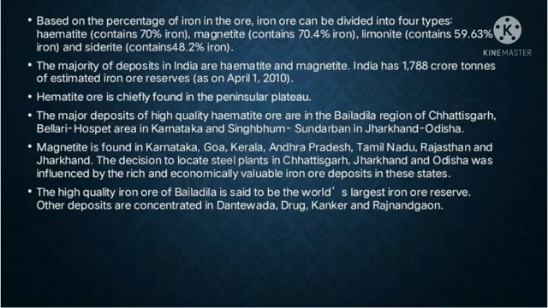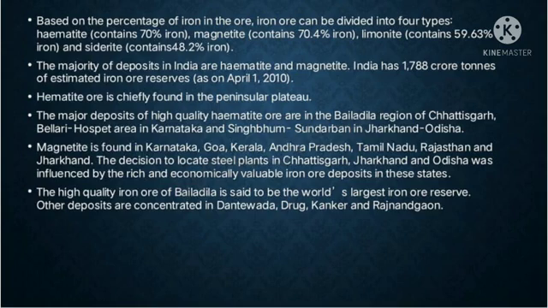Based on the percentage of iron in the ore, iron ore can be divided into four types. Hematite contains 70% iron, magnetite contains 70.4% iron, limonite contains 59.63% iron, and siderite contains 48.2% iron. The majority of deposits in India are hematite and magnetite. India has 1788 crore tons of estimated iron ore reserves as on April 1st, 2010.